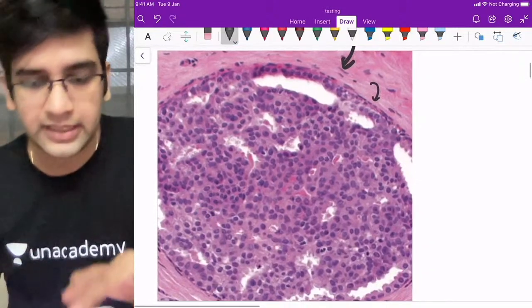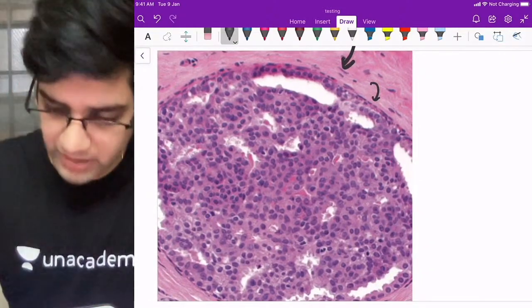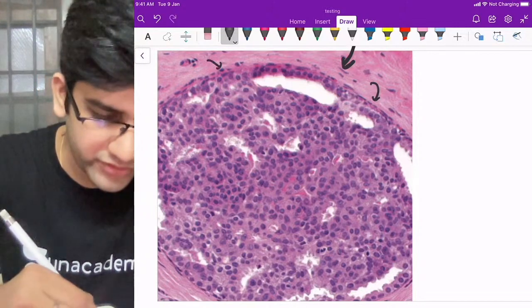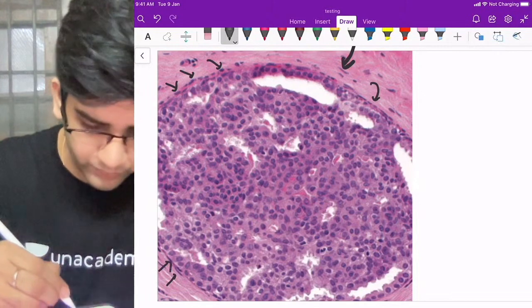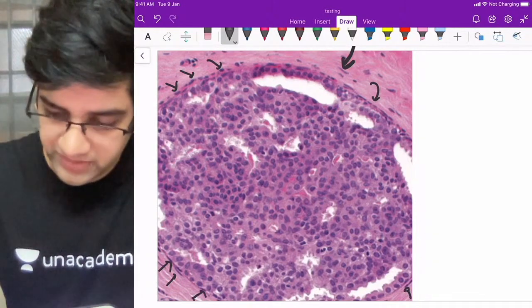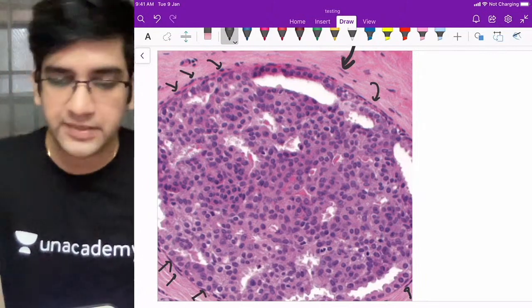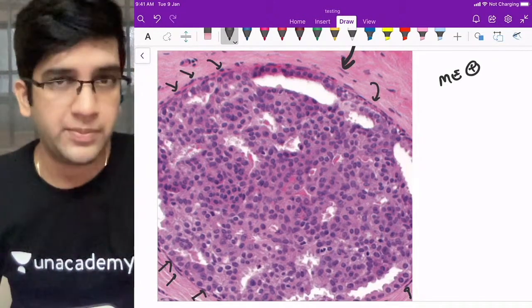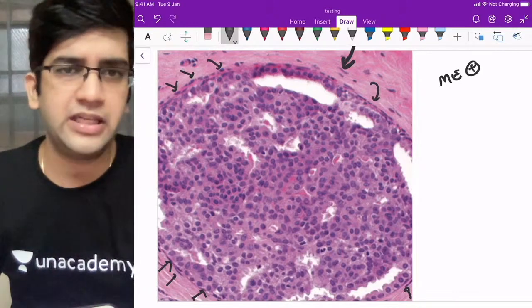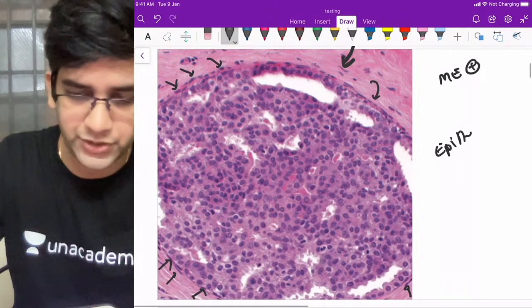So am I right in saying that the myoepithelial layer here is intact or not? I have marked the corners as well. Can you see the myoepithelial layer all over? You can see the myoepithelial layer, right? You can see the myoepithelial layer all over. So my myoepithelial layer, I'm writing ME for myoepithelial layer, is intact here, but I'm having lots of epithelium here. I'm just going to call it an epithelial hyperplasia, that's all. This is just an epithelial hyperplasia.